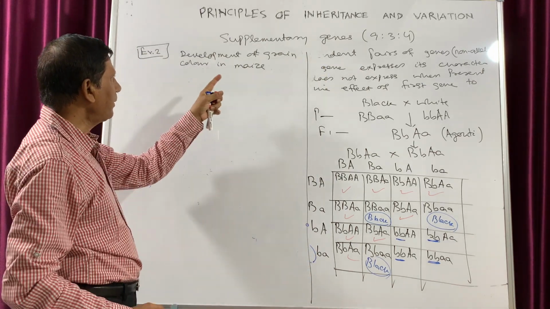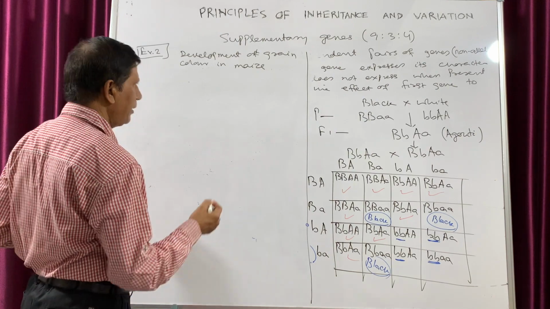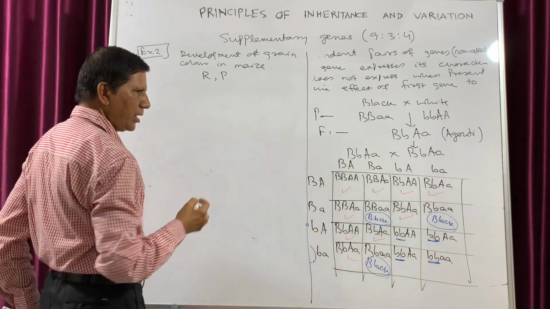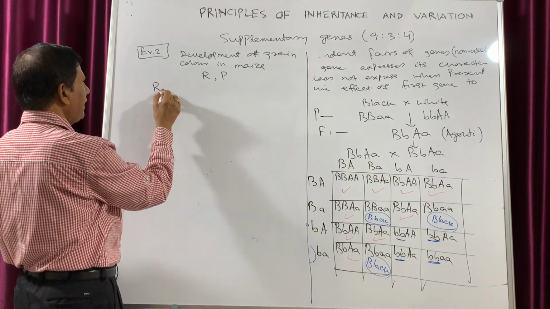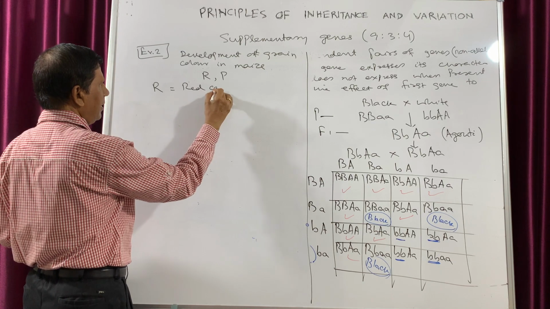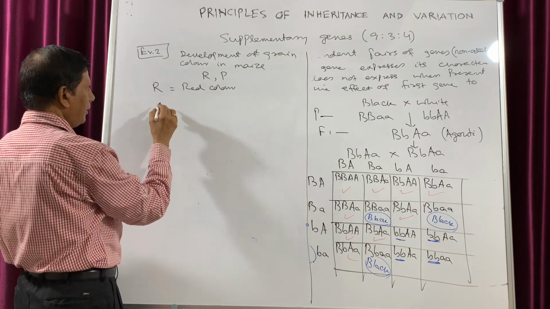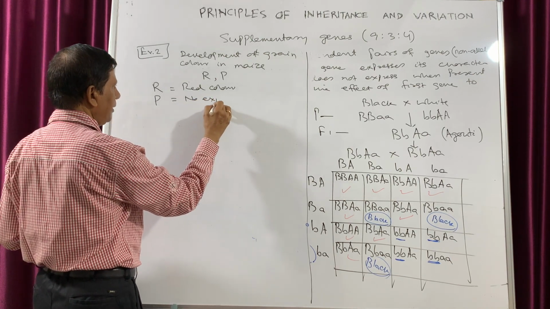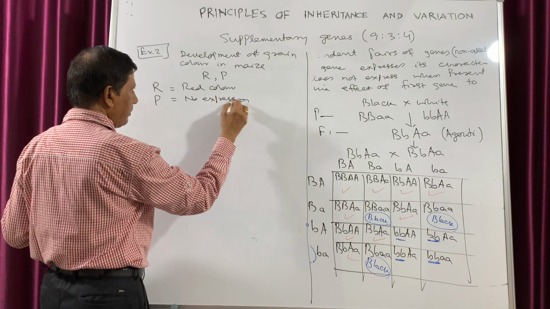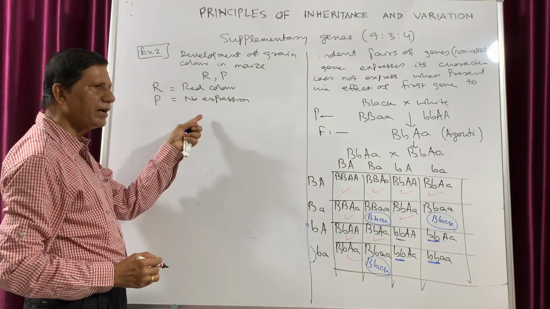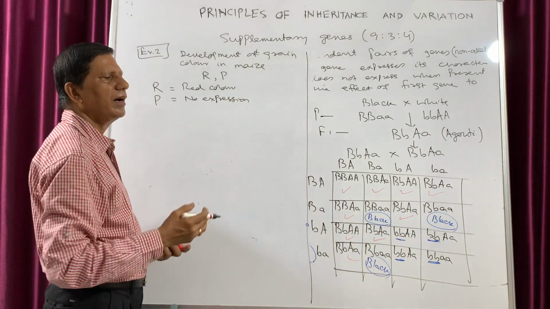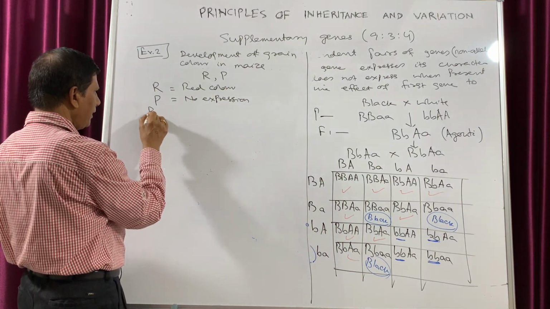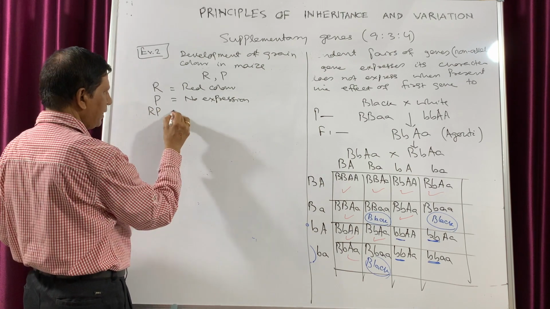So here the development of grain color in maize, it is regulated usually by 2 genes, 2 dominant genes, R and P. Now when R is present alone, it produces red color. When P is present alone, it has no expression. But when it is present along with red color, it enhances the color into purple. And when both are present together in the dominant form, it is giving a color purple.